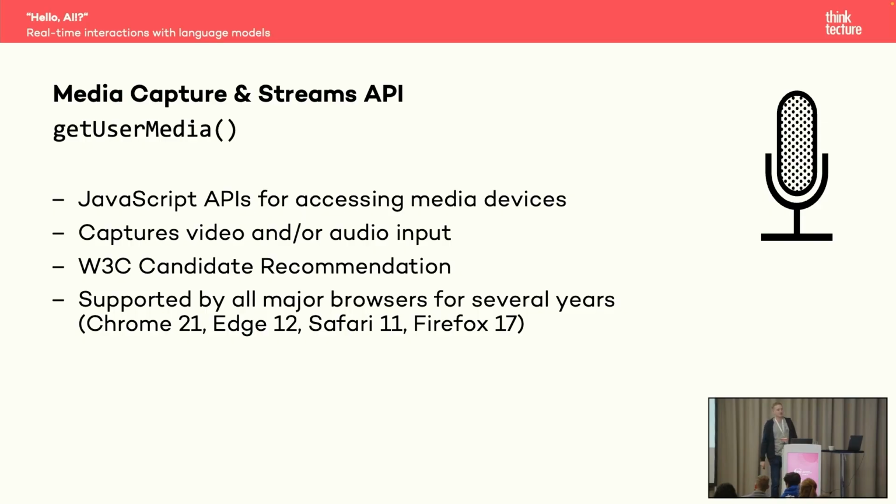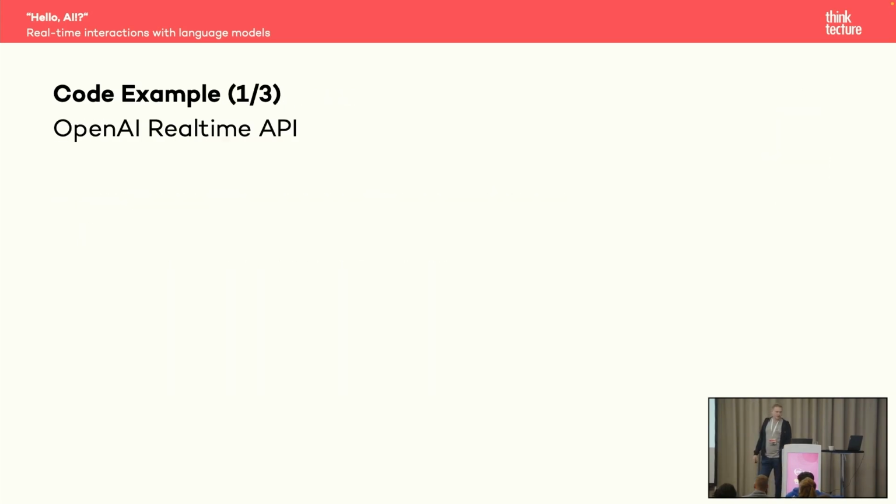So this can also be considered a baseline API and available on virtually any user agent that people use right now. Okay. Let's have a look. We will see the two APIs now, WebRTC and GetUserMedia, Media Capture and Streams API, when we try to connect to the OpenAI real-time API.